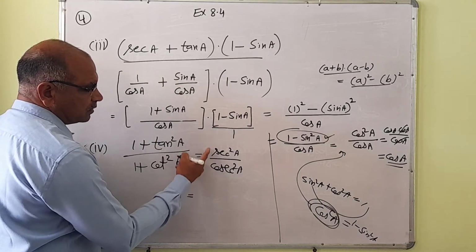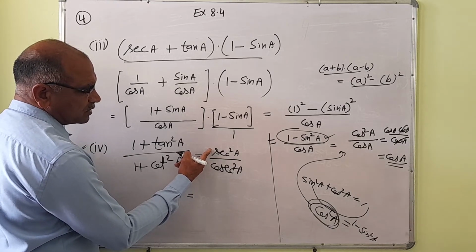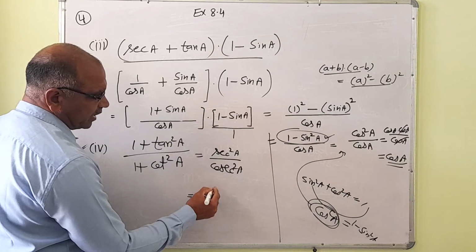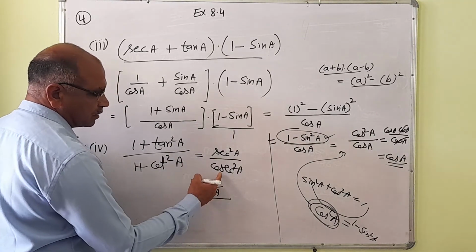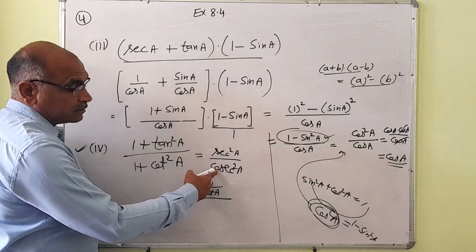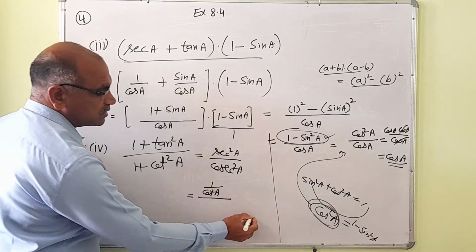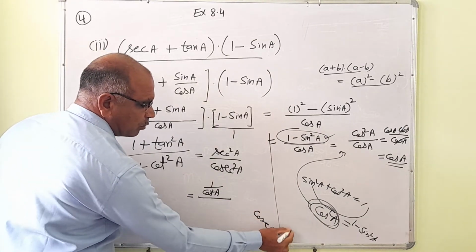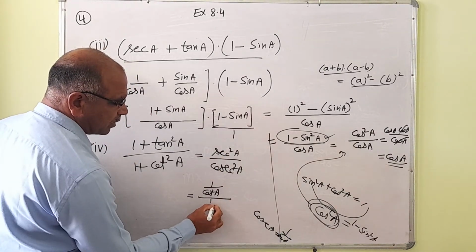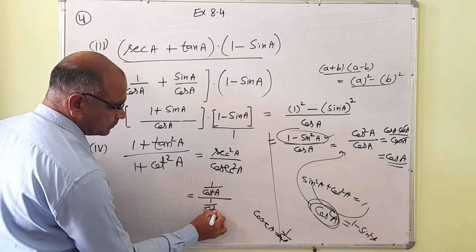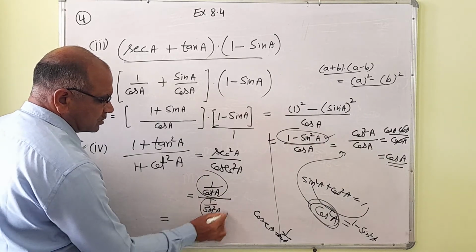Now break into lowest terms. Sec A gives 1 upon cos A. This is sec square A, so we can write here 1 upon cos square A. In the denominator, cosec A gives 1 upon sin A. Then cosec square A gives 1 upon sin square A. This is numerator upon denominator.